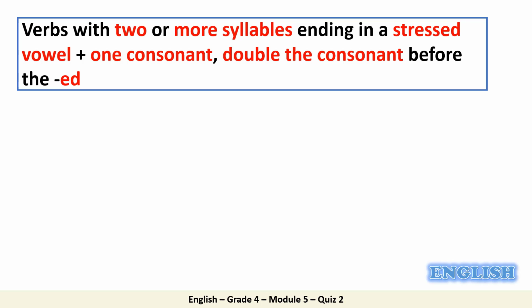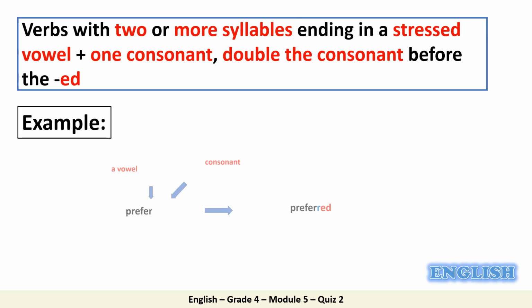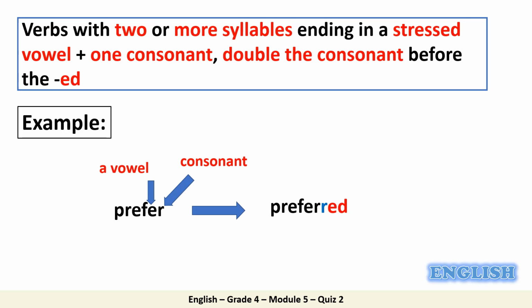Verbs with two or more syllables, ending in a stressed vowel plus one consonant. Double the consonant before the ed. Let's have some examples. Prefer, preferred.